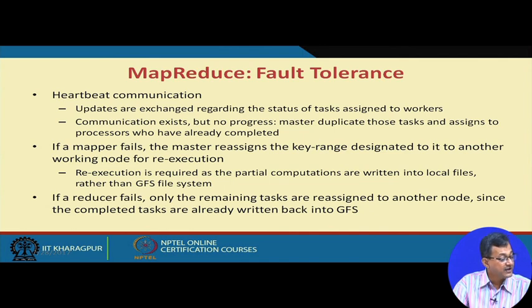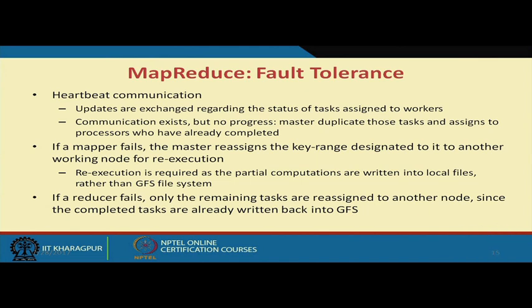If a mapper fails, the master reassigns the key value pairs designated to it to another worker node for re-execution. So, if there is a failure, it re-executes the task. If a reducer fails, only the remaining tasks need to be reassigned to another node, since the completed tasks are already written back to the Google File System. So, the completed tasks are already in the Google File System, and only the remaining tasks need to be reassigned.